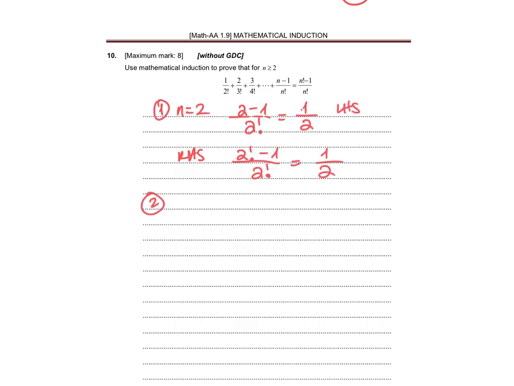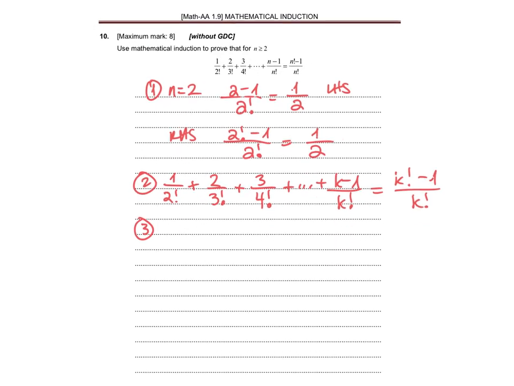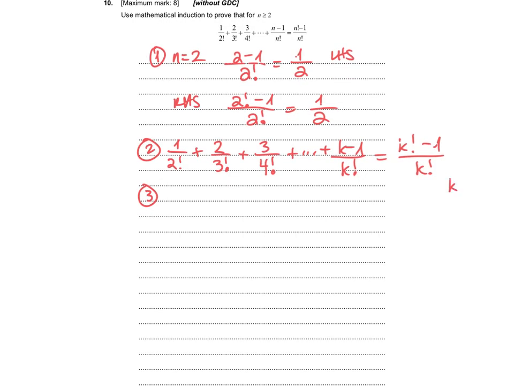Number 2, we have to assume it's true for n equals k. And this should be k factorial minus 1 over k factorial. And for 3, we need to show that it's true. This is for k greater than or equal to 2, where k is an integer. Now we need to show it's true for n equals k plus 1.